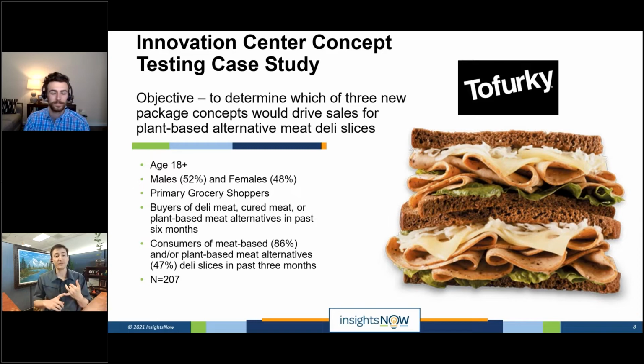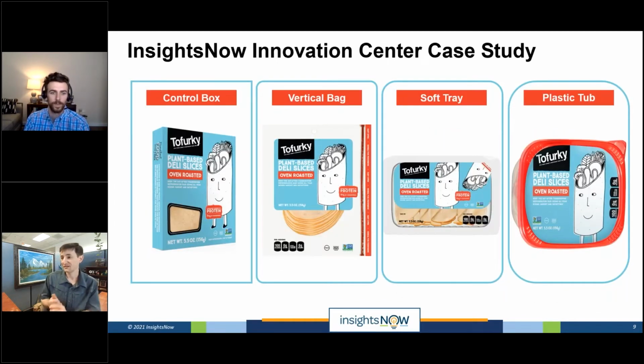Tofurky had an objective to figure out which of 3 new packaging concept ideas would improve sales for the meat deli slice area. So we grabbed 18 plus, balance of genders, primary grocery shoppers. These were buyers of deli meats and or plant-based meat alternatives in the past 6 months. And we had a decent balance of people who bought more meat-based and or plant-based alternatives. And specifically looking at the group that we focused on in the plant-based part of this, there was 200 people in this study. So pretty good sample size.